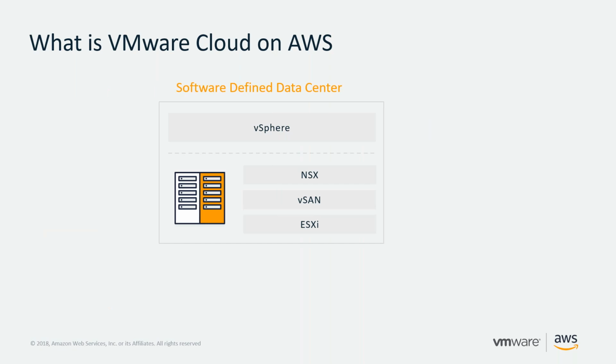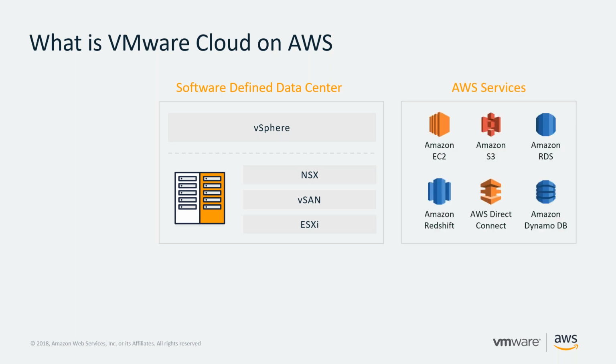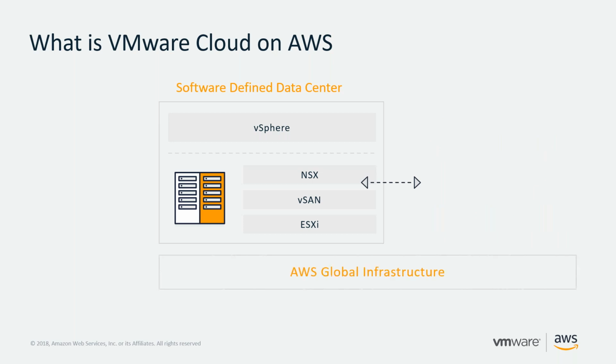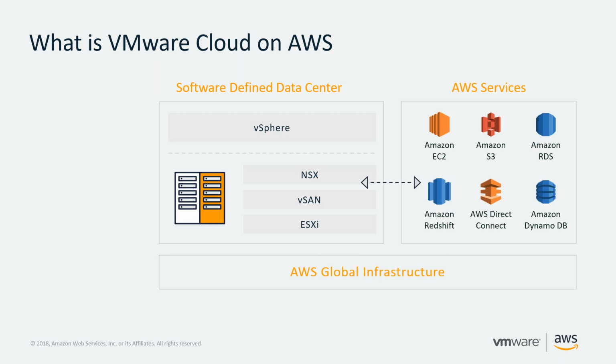So you have that software-defined data center, which is comprised of your vCenter server appliance, vSphere, NSX, vSAN, ESXi. And then also you get to combine that now with AWS services. For example, with Amazon EC2, Amazon S3, Amazon RDS, even Amazon Redshift. Or if you want to utilize an AWS Direct Connect, you can do that as well. And then even integrate with Amazon DynamoDB. This does utilize AWS's global infrastructure. So meaning that your VMs that reside in VMware Cloud on AWS can now fully utilize AWS services.